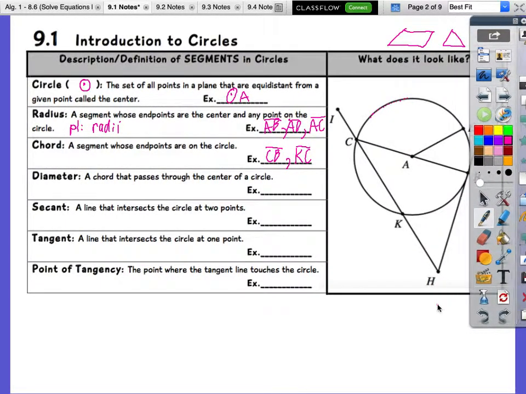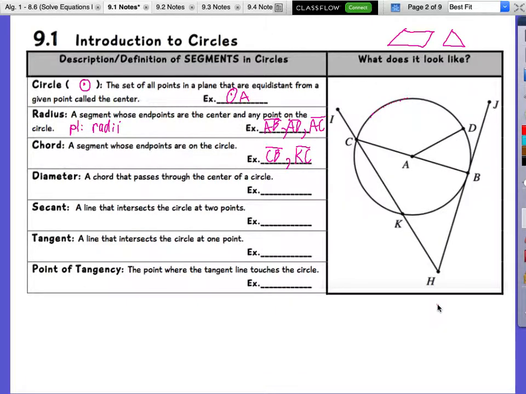Okay. Diameter. Diameter is a specific type of chord. Diameter is a chord, so its endpoints are on the circle, but it has to go through the center. So what's our diameter here, Josie? CB.